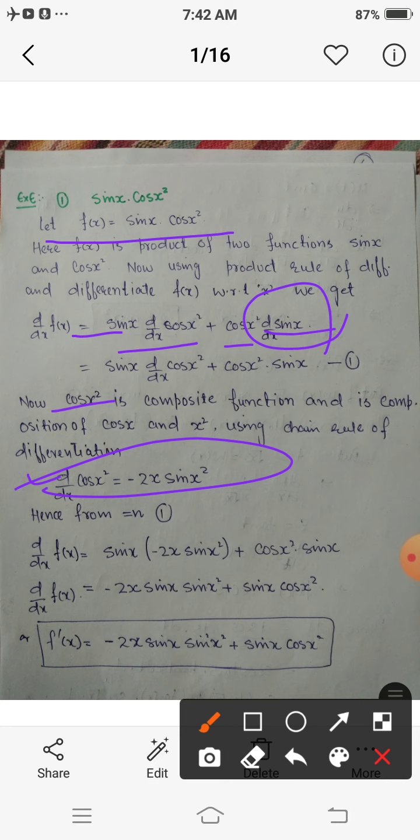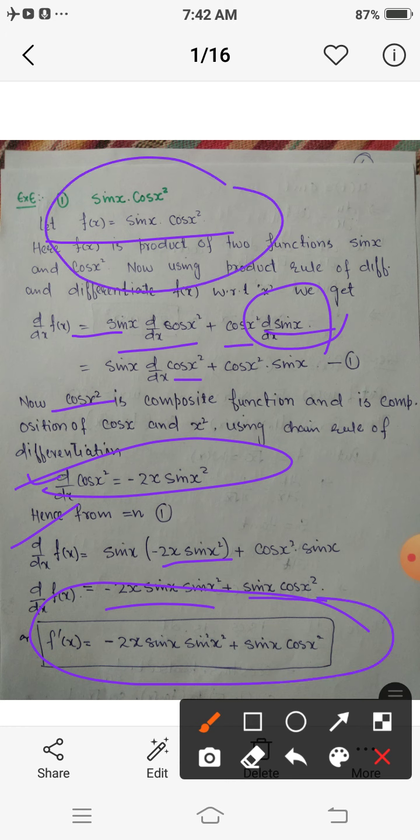So from first, putting this value in first, d by dx of f of x is simply sin x into the differentiation of cos x square, which is minus 2x sin x square, plus cos x square cos x. Or simply we can write this as minus 2x sin x sin x square plus cos x cos x square. So this is the required derivative of this function, which is the product of two functions, and the latter function, that is cos x square, is the composition of two functions. So here we are using two rules, one the product rule and second the chain rule of differentiation. So thank you.